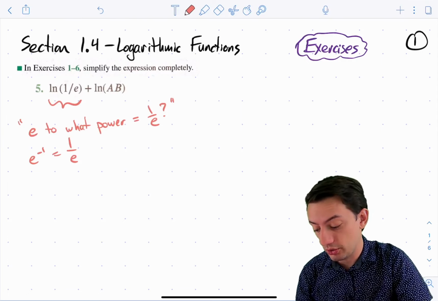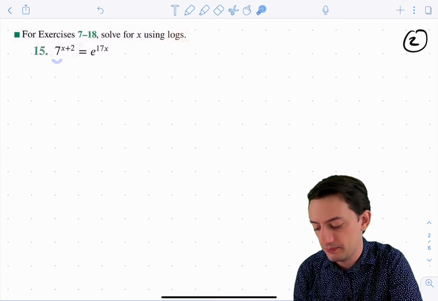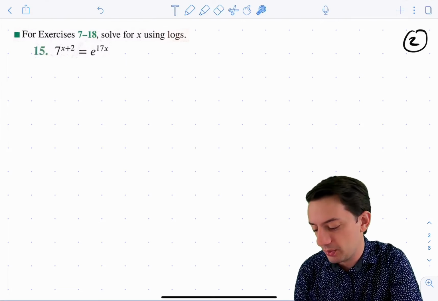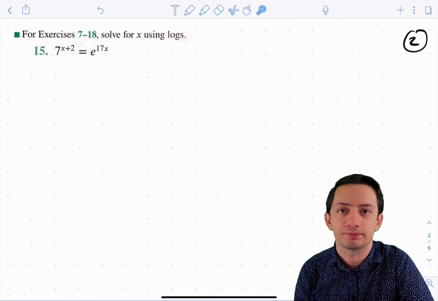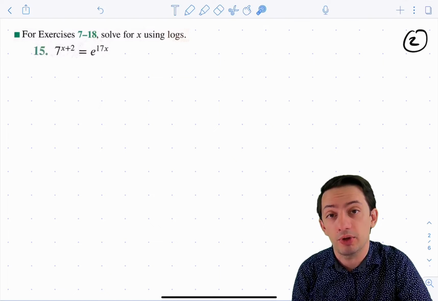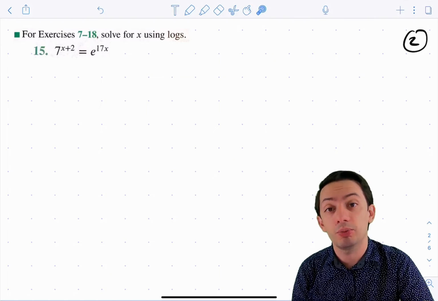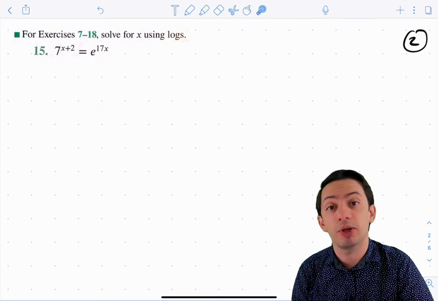On to our second question. This one asks us to solve for x using logs. And what makes this a little bit tricky is that we have two different bases. This is 7 to a power, this is e to a power, and we have x in both of the powers. So there's a couple different ways that you can go about this one, and you will get answers that look different, definitely very different, until you plug them into a calculator and you see that they're the same.